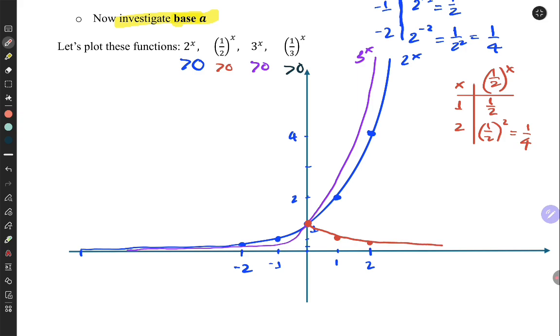Connect the dots. And I also recognize the pattern. Okay. Right hand side looks like that. How about picking a negative? Now pick -1. Pick -2. -1. That means 1/2 to power -1, which is 2.